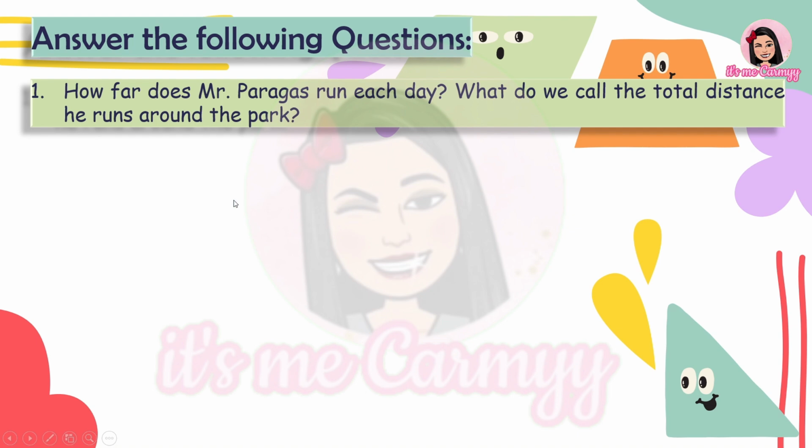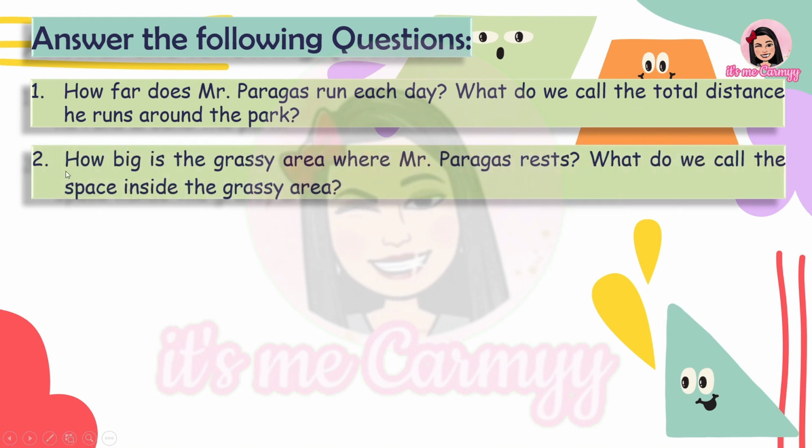Answer the following questions. Number 1. How far does Mr. Paragas run each day? What do we call the total distance he runs around the park? Number 2. How big is the grassy area where Mr. Paragas rests? What do we call the space inside the grassy area?